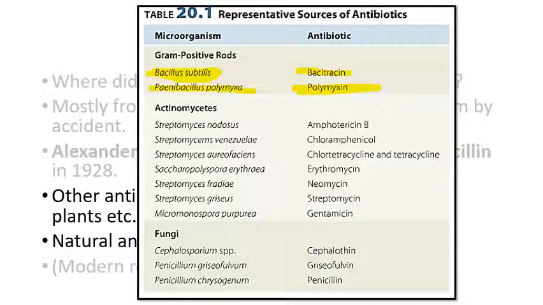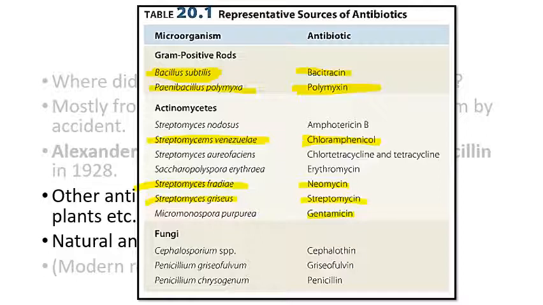And then down here we have chloramphenicol. Chloramphenicol is commonly used as a laboratory antibiotic. It was made by Streptomyces venezuelae. Neomycin, we use that one in the lab all the time. It was originally produced by Streptomyces fradiae. Streptomycin, another common one we use in the lab, was originally derived from Streptomyces griseus. Gentamicin, used in the lab all the time.